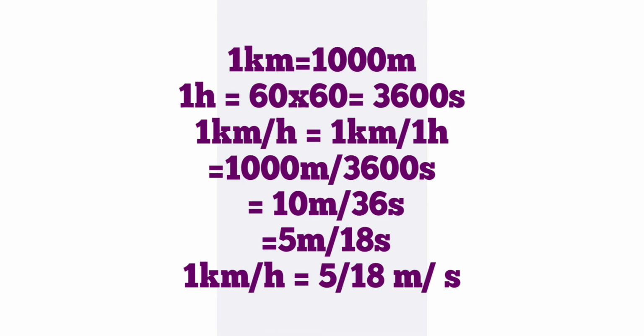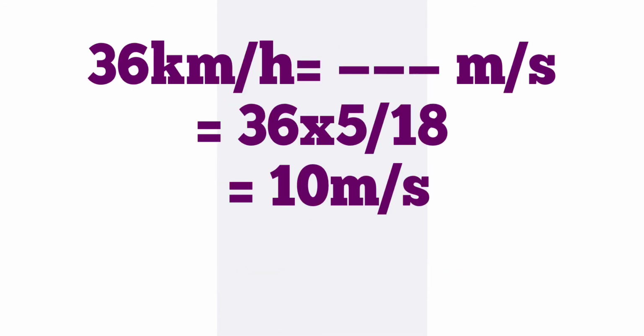So if you want to convert kilometer per hour into meter per second, you just have to apply the formula: 1 kilometer per hour is equal to 5 by 18 meter per second. Suppose you want to convert 36 kilometer per hour into meter per second, just do 36 into 5 by 18, that is equal to 10 meter per second.